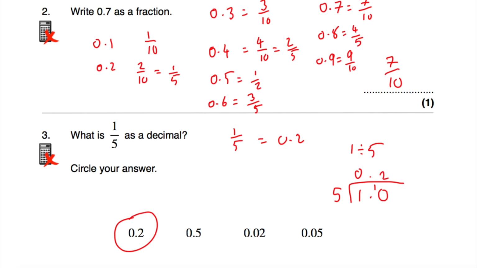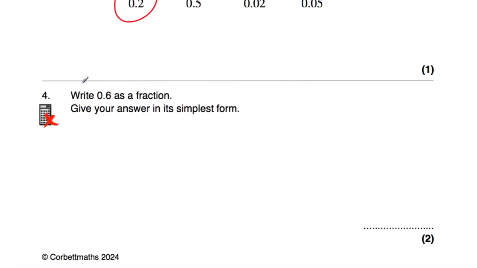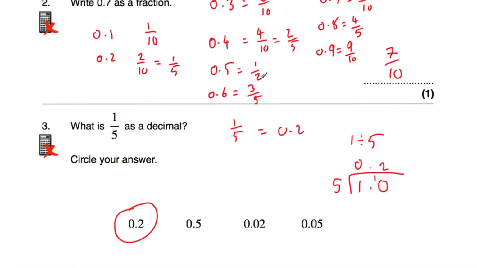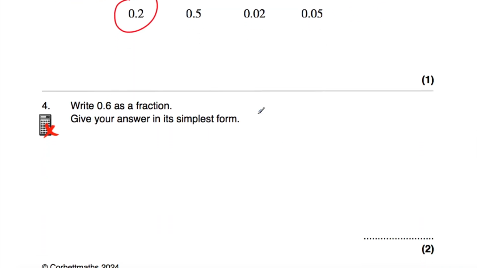Okay, let's look at our next question, question number 4. Question number 4 says to write 0.6 as a fraction, and to give our answer in its simplest form. So again, 0.6, you should know that 0.6 is equal to 3/5 off by heart. So it's quite useful to know that 0.6 is 3/5 straight away, and just be able to write down that 0.6 is 3/5. Another way to approach it is, well, remember here you've got 0.6, that's 6/10, because it's in the tenths column.